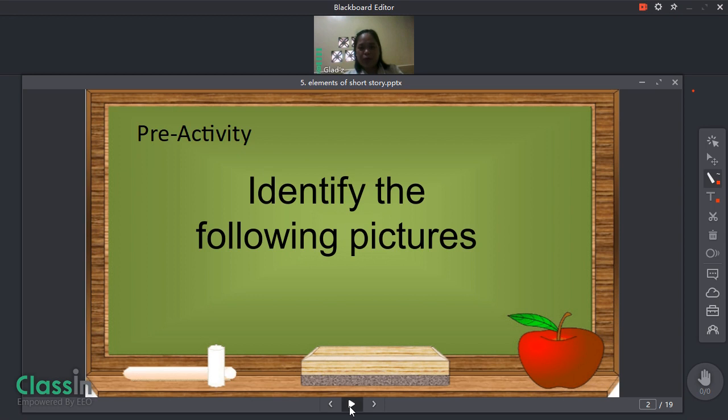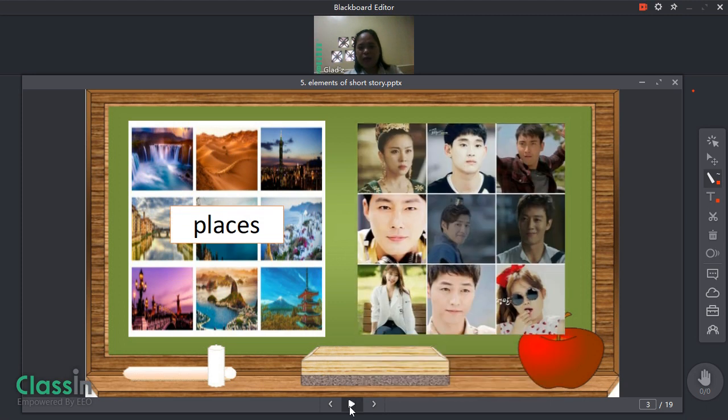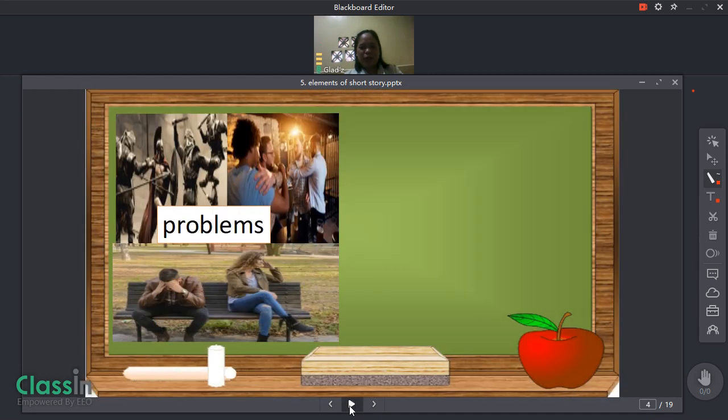Identify the following pictures. First picture. Okay, so what is this? What do you think these pictures are? Okay, so these are pictures of places. How about this one? Maybe you are very much familiar with this, especially those who are fond of K-dramas. So yes, they are characters. Your favorite characters.